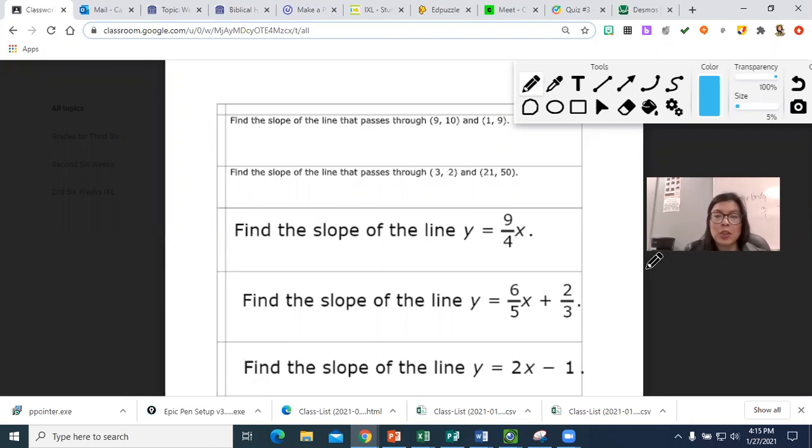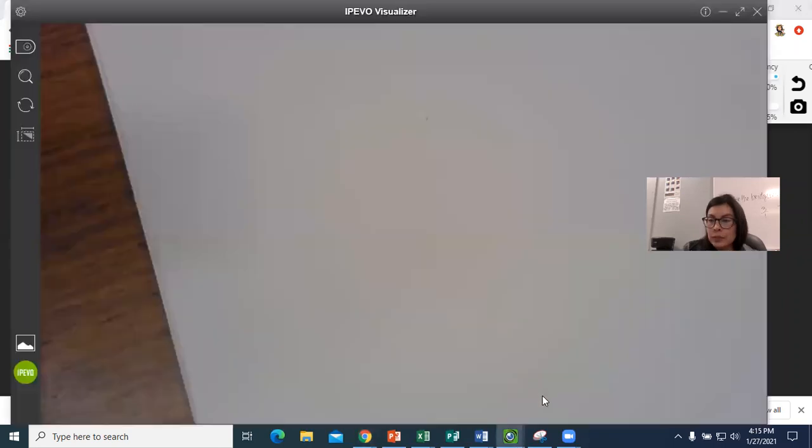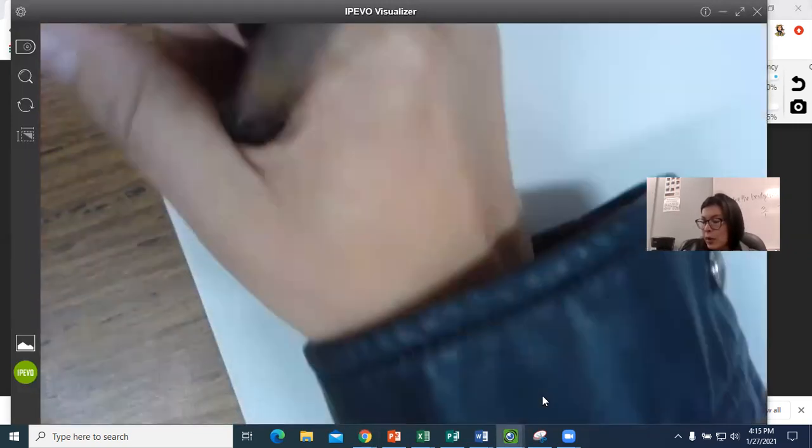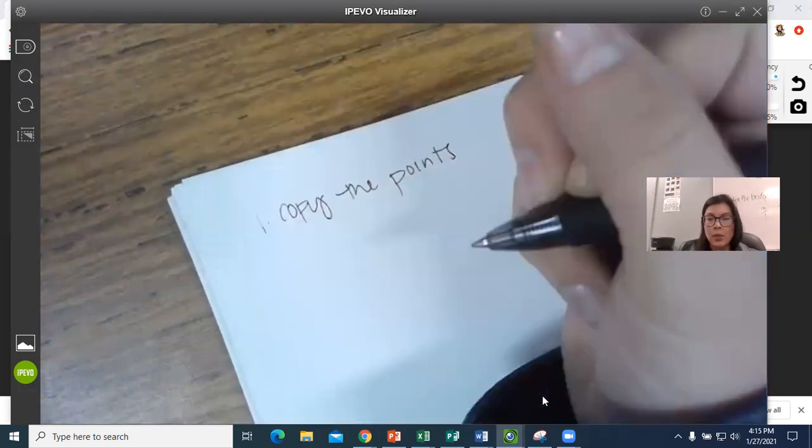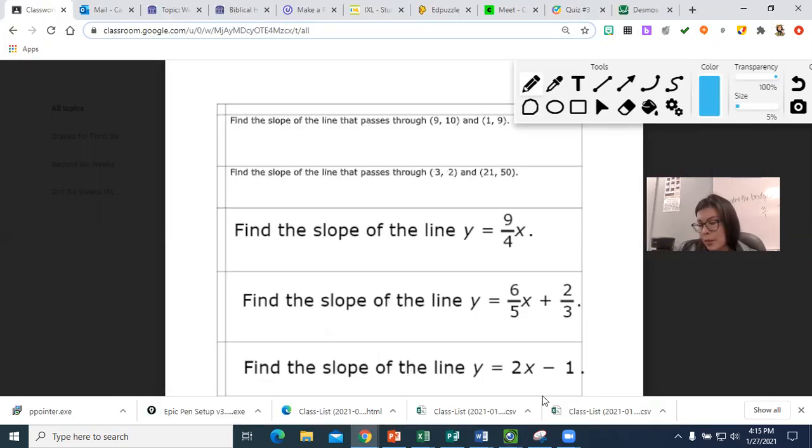So these are going to be very similar to your final, and so we're going to do the first one together and ask you to find the slope of the line that passes through (9, 10) and (1, 9). The first thing we're going to do is copy these points. So I'm going to show you what you're supposed to do. The first thing you do is you copy the points, and they were (9, 10) and (1, 9).